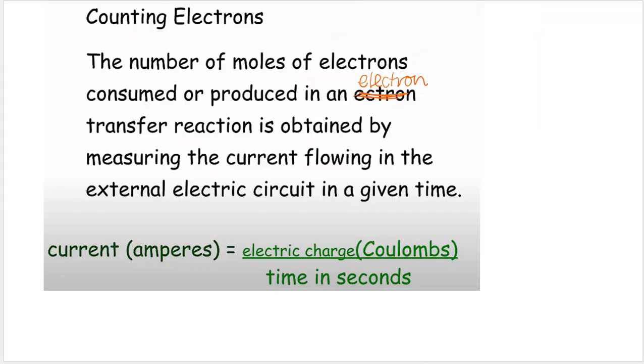Moving on, when we are counting electrons, we introduce a new term, current, and current is measured in amps. The number of moles of electrons consumed or produced in an electron transfer reaction is obtained by measuring the current flowing in the external electric circuit in a given amount of time. This is measured in coulombs per second. It's the definition of an amp, coulombs per second, electrical charge in a given amount of time.